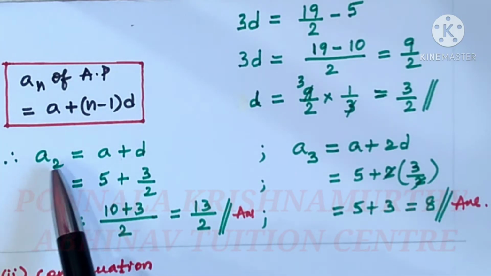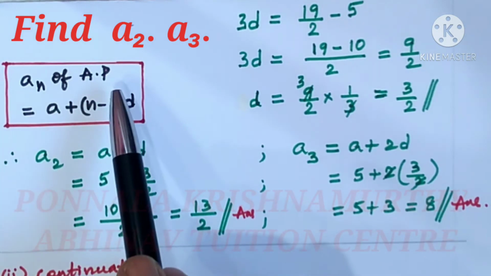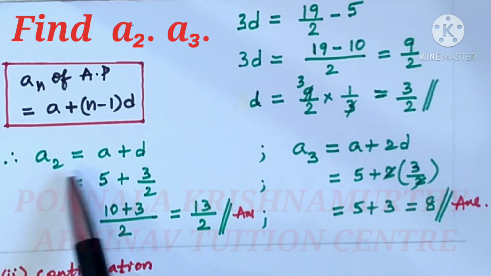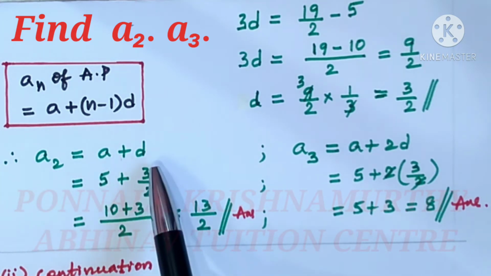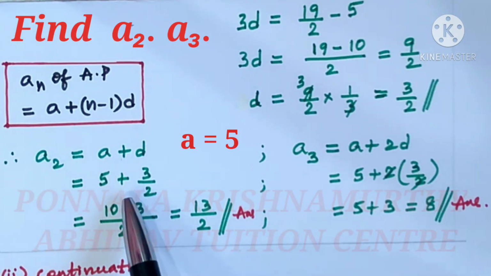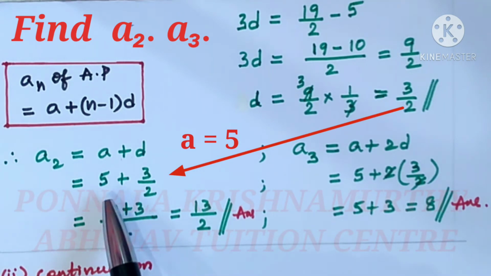Now a2 equal to a plus d. We have a formula, an of AP is equal to a plus n minus 1 into d. So a2 equal to a plus 2 minus 1 into d. 2 minus 1 is 1, so 1d. That is equal to a, which is 5, plus d, which is 3 by 2. We have here 5 by 1.